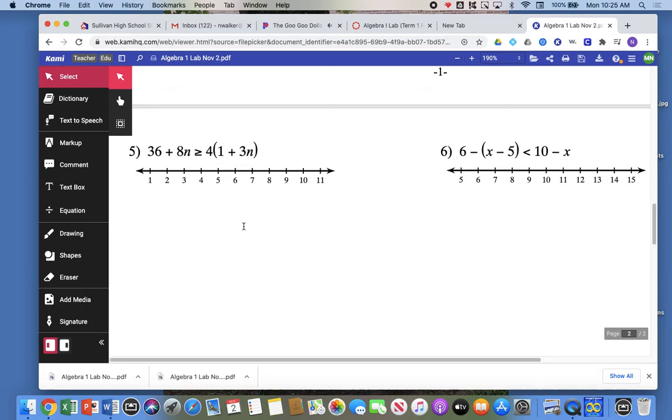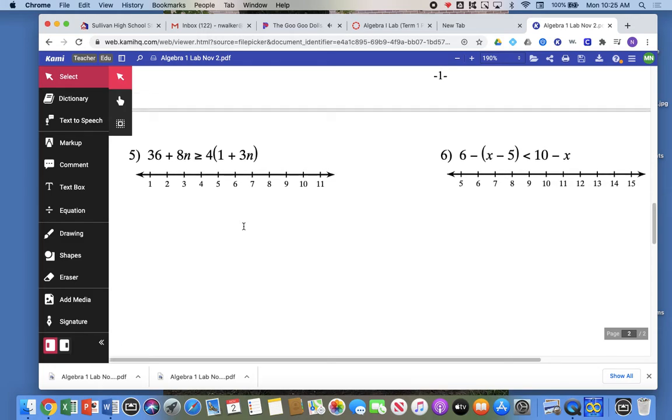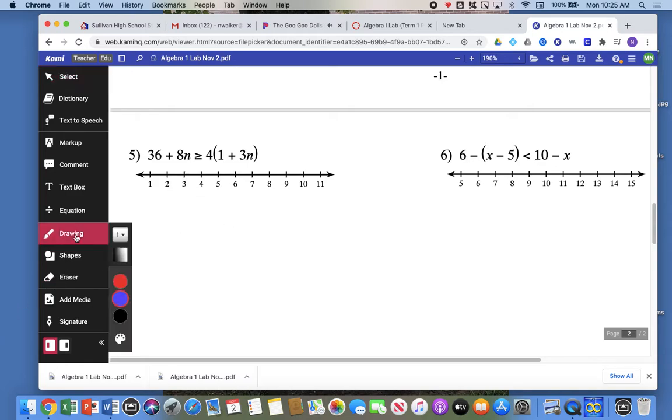All right, so we are going to do this one together. We do have some distributing to do, but no distributing on the left. So we are going to bring down that 36 plus 8n. Now, what's 4 times 1? Plus, what's 4 times 3n? 12n.